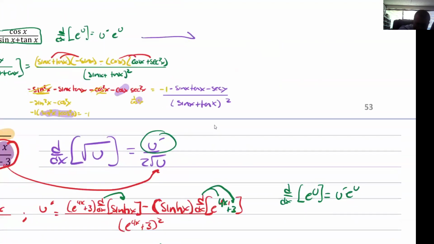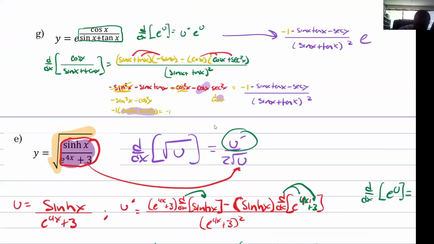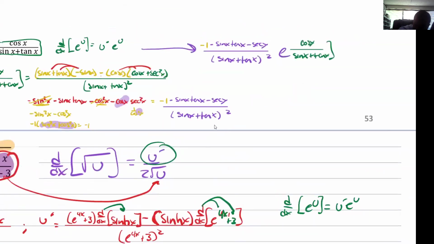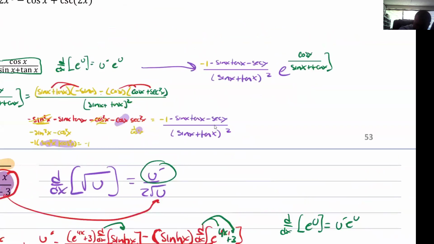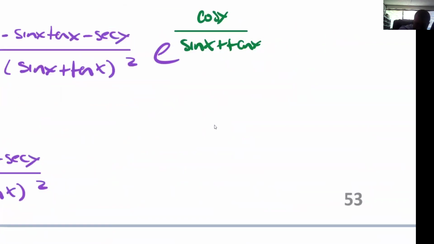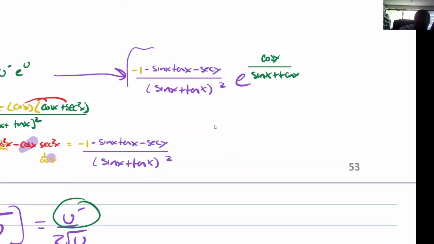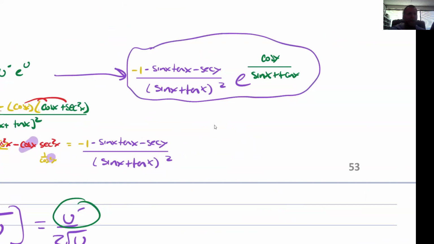All right, so now to take our derivative, we have our u prime, which is this here, times e to the original function, cosine over all of that other stuff. So this is our derivative, simplified with a little bit of trig simplification, just for fun, a little bonus extra thrown in at the end of this video for you.